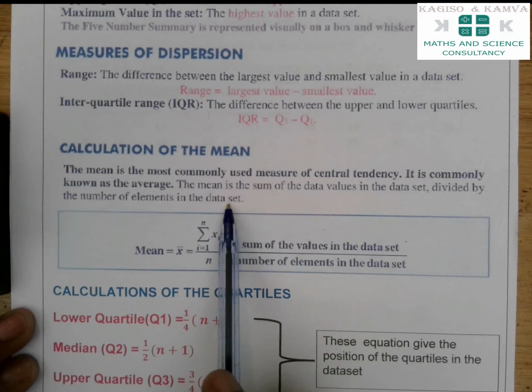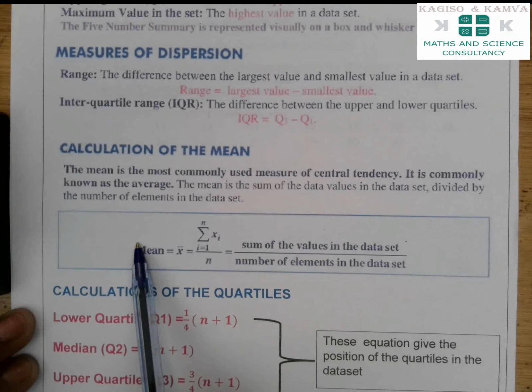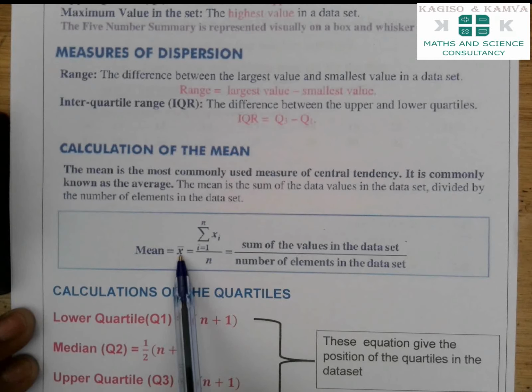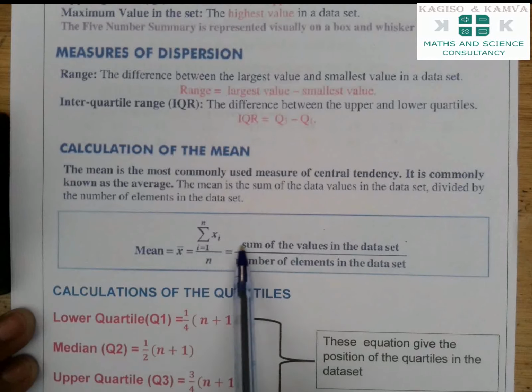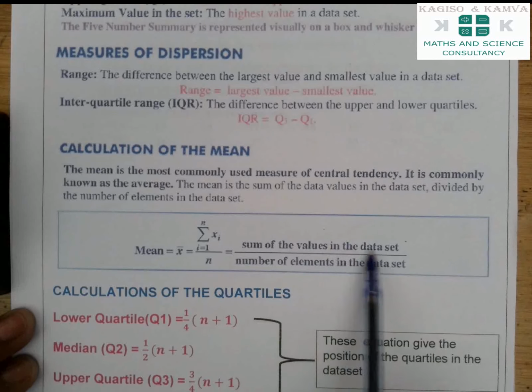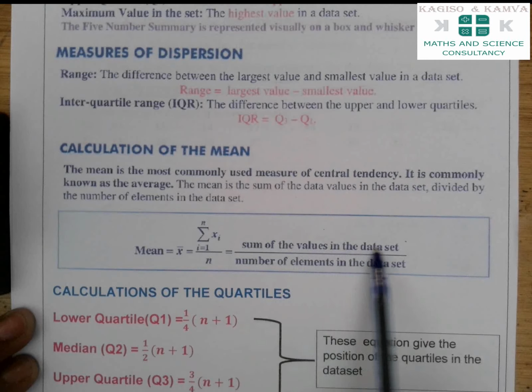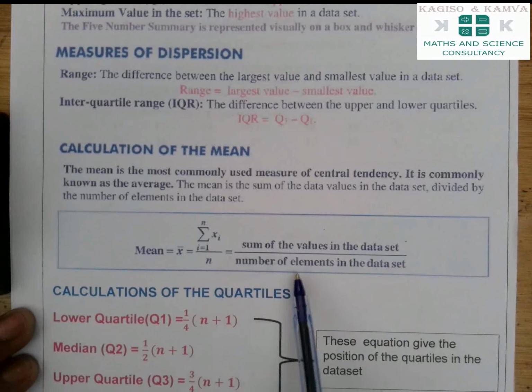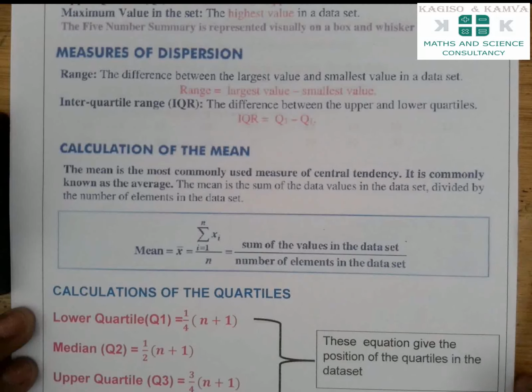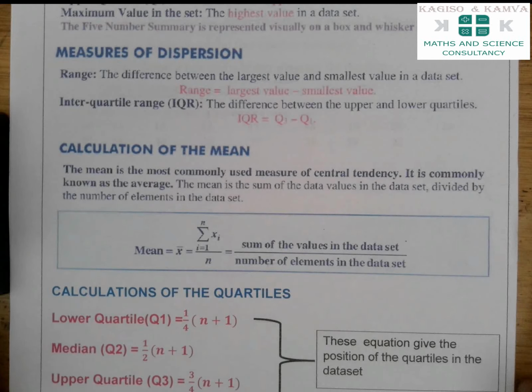So the mean can be represented by x bar. This x and that bar will represent the mean, equal to the sum of the values in the data set. This indicates the sum of the values in the data set. This n is the number of elements in the data set.